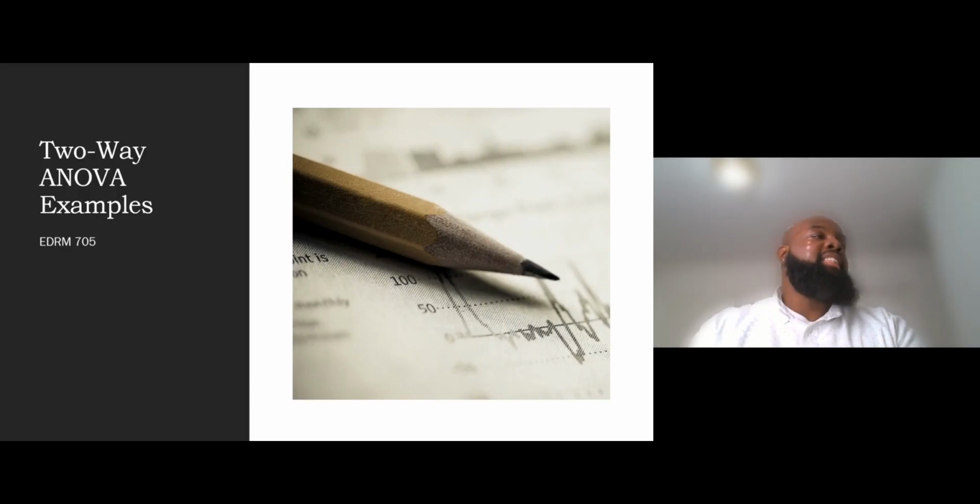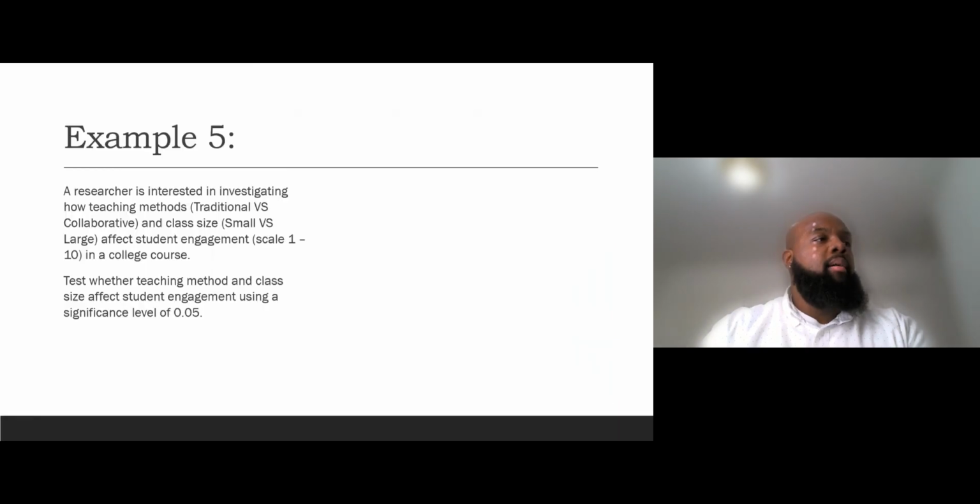Let's look at a couple of examples where we apply the two-way ANOVA method. It says a researcher is interested in investigating how teaching methods and class size affect student engagement in a college course. As you can see, teaching methods has two values or two groups, traditional versus collaborative, and class size also has two groups, small versus large.